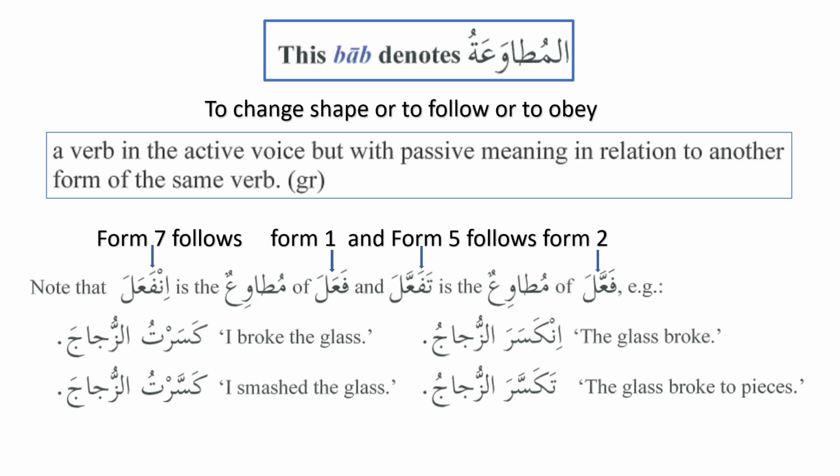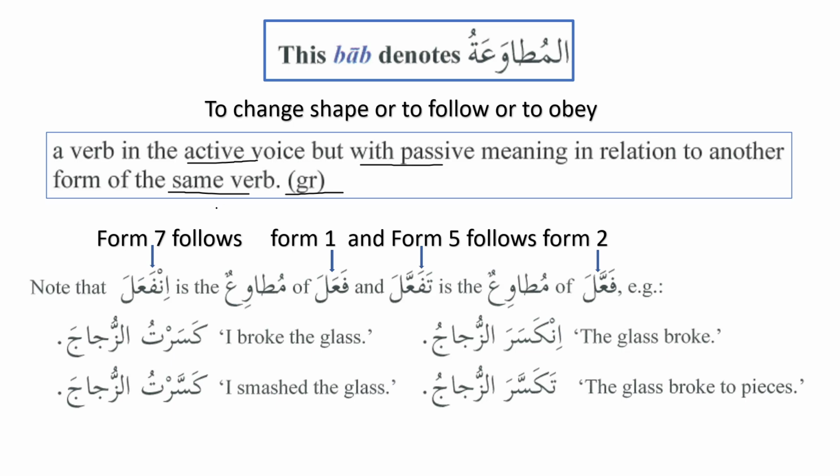Al-mutawa'ah. So what is mutawa'ah? To change shape, or to follow, or to obey. That's the real meaning of mutawa'ah. But in the grammatical sense, it means a verb in the active voice, but with a passive meaning, in relation to another form of the same verb.